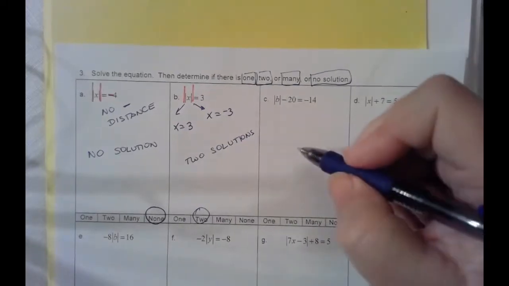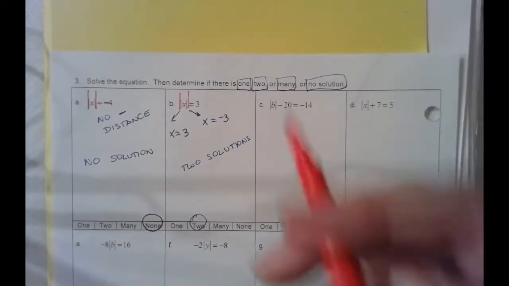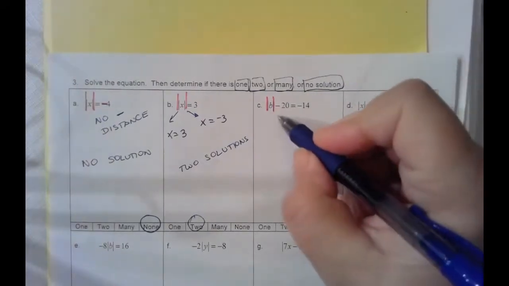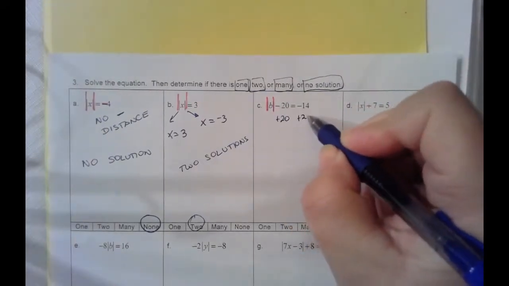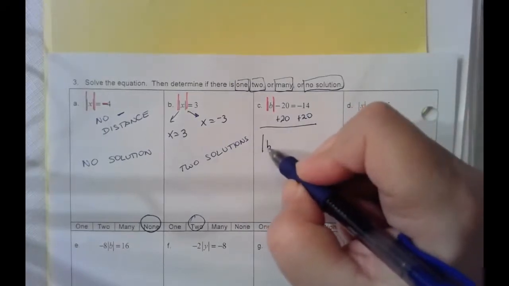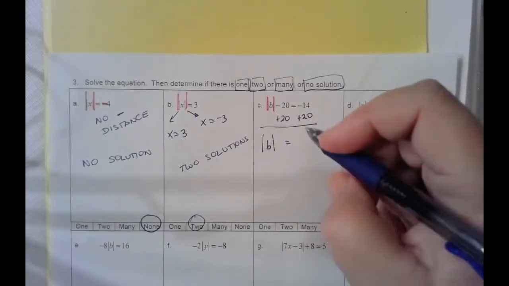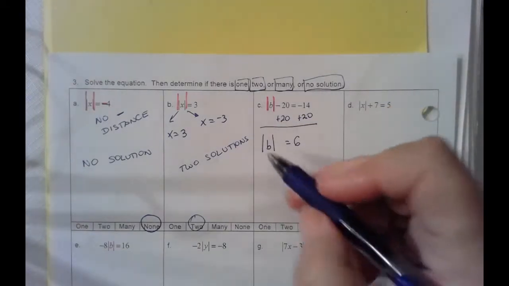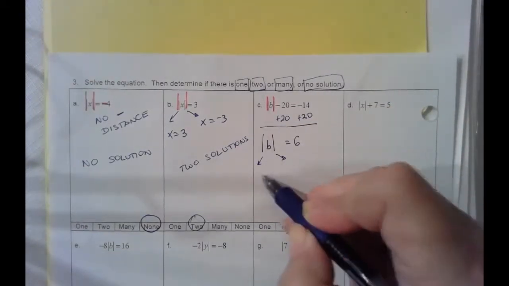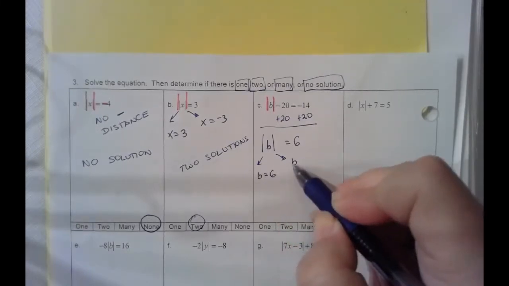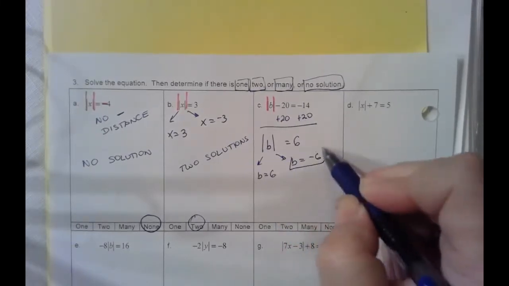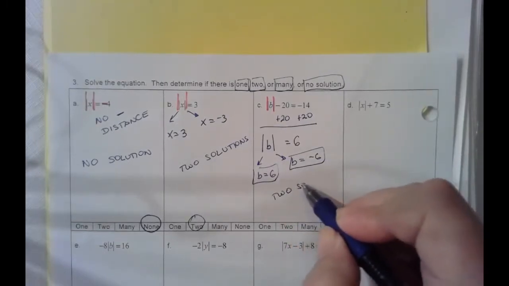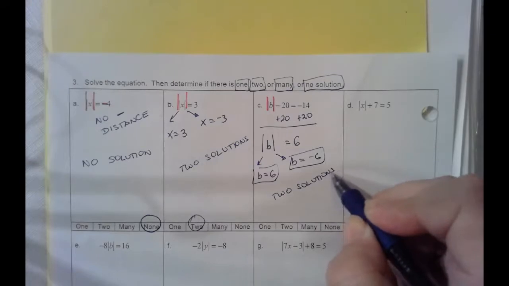Okay, in C, notice that I do not have my absolute value by itself, so I need to do some work first. I'm going to add 20 to both sides. So the absolute value is equal to 20 minus 14, positive 6. Now that my absolute value is by itself, I can lower the gates. B is equal to positive 6, B is equal to negative 6, and this is 2 solutions. Circle 2.